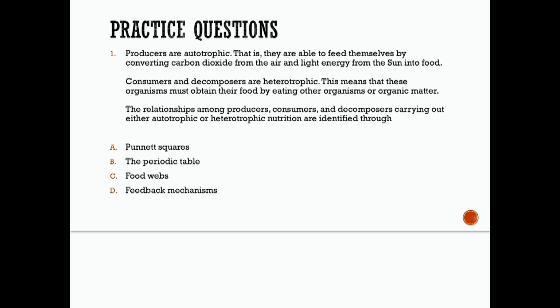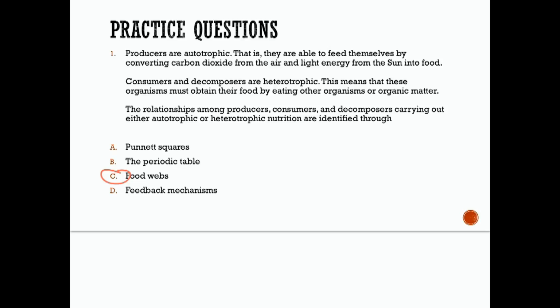So the relationships among producers, consumers, and decomposers carrying out either autotrophic or heterotrophic nutrition are identified through what? Through Punnett squares, the periodic table, food webs, or feedback mechanisms. So food webs provide visual representations that identify these relationships among producers, consumers, and decomposers. In a food web, remember, the arrows are drawn between organisms to show the directions in which food energy is transferred.